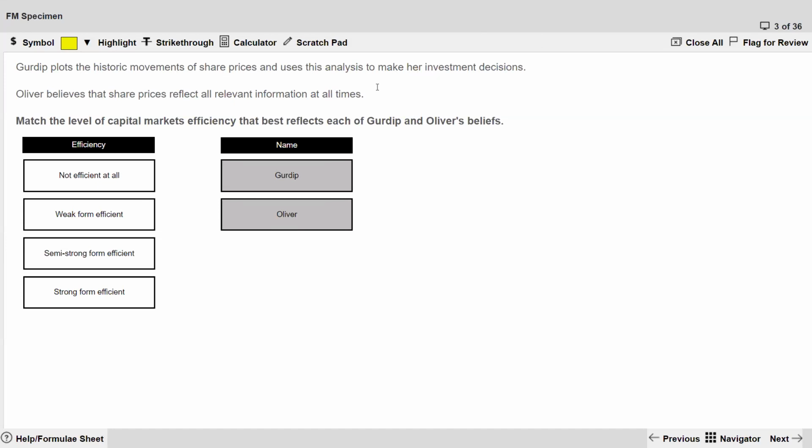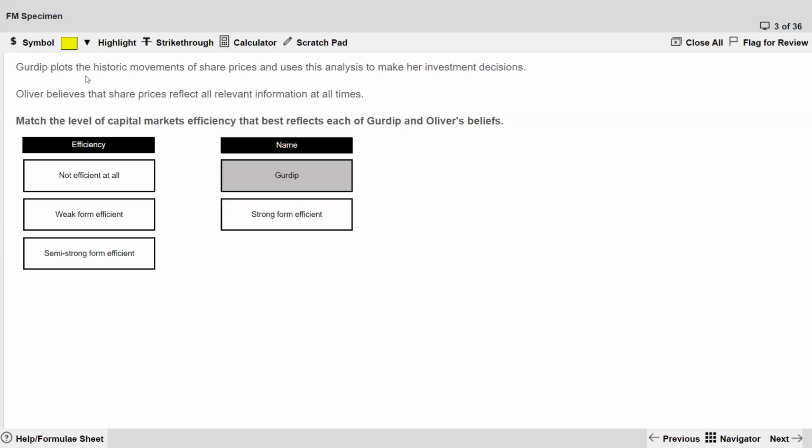Now, it says Gurdip plots the historic movements of share prices and uses this analysis to make her investment decisions. Oliver believes share price will reflect all relevant information at all times. So when we talk about a strong form efficient market, it actually means that share price always reflects all types of information that's available. So for Oliver, it's strong form efficient.